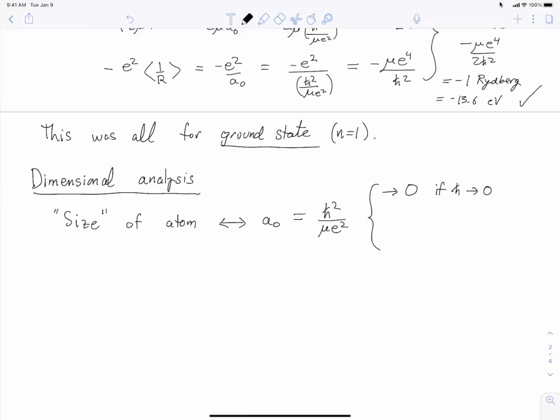So that's telling us it should depend on a positive power of h bar. The other thing is that, let's say e was very large, then also it should go to 0.